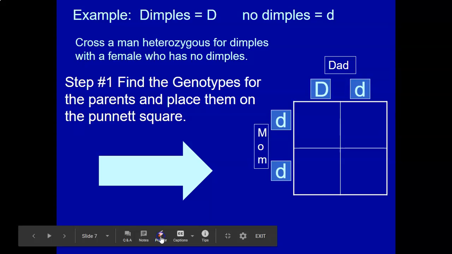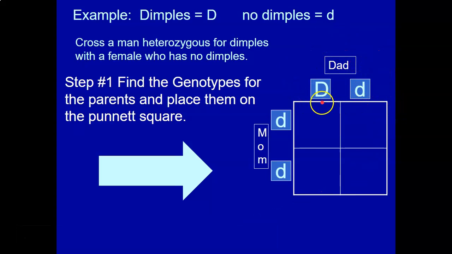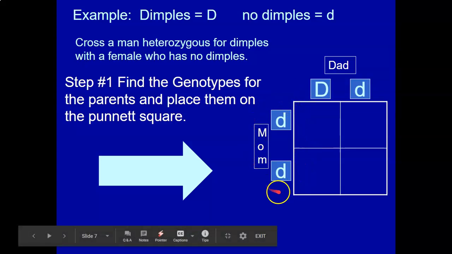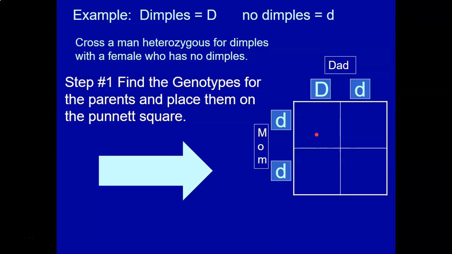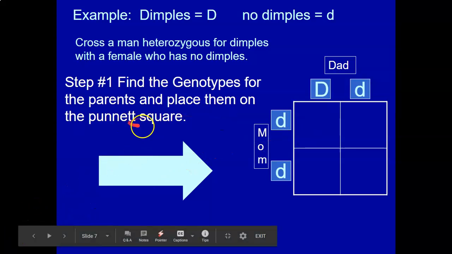If we're looking at heterozygous, you guys remember from last week's PowerPoint, that means you have 1 capital, 1 lowercase. So there's dad's genotype. Then it's crossed with a female who has no dimples. Well, the only way to be recessive is having 2 lowercases. So here's mom's no dimples, okay? You then put the 2 alleles together, and remember, you're going to put dominant before recessive. So the first step is to find the genotypes of the parents and place them on the Punnett square. So that's what we did here.